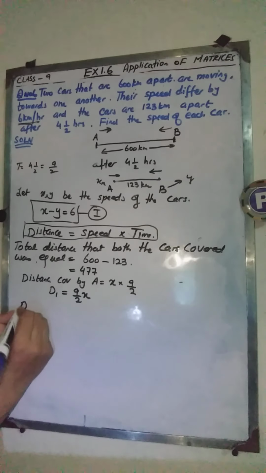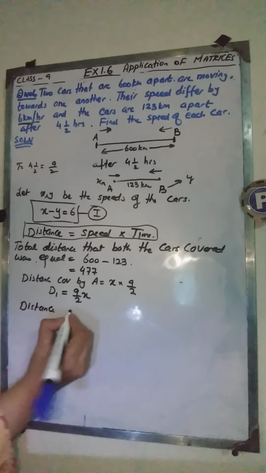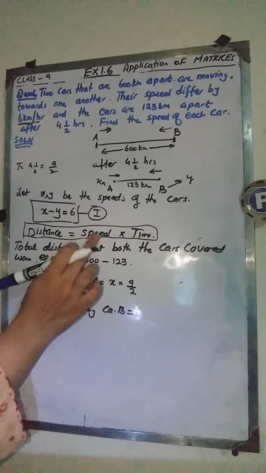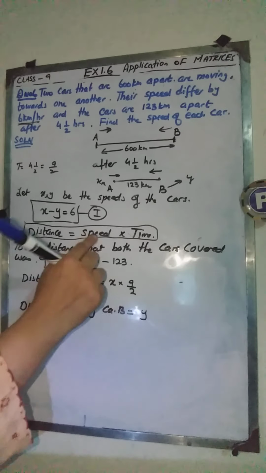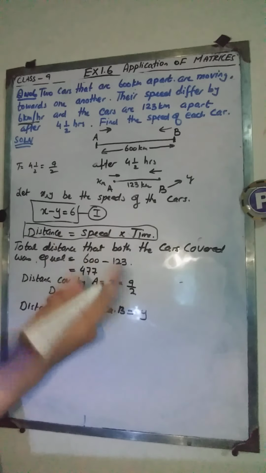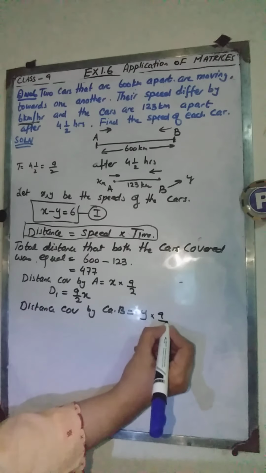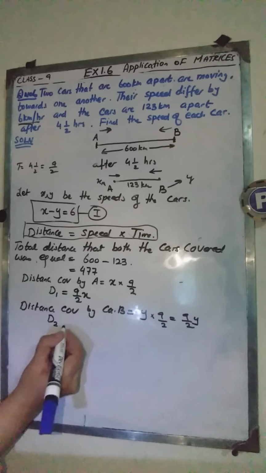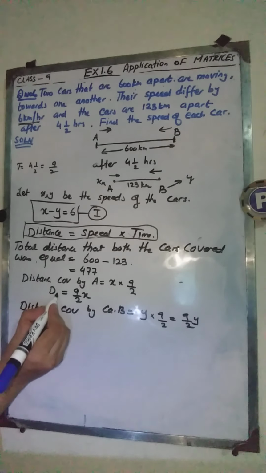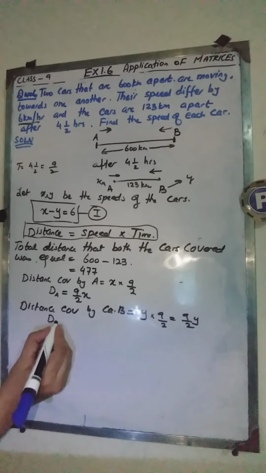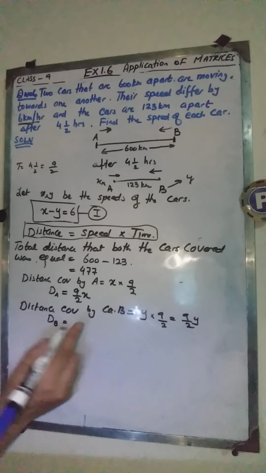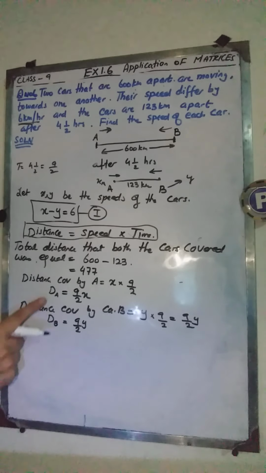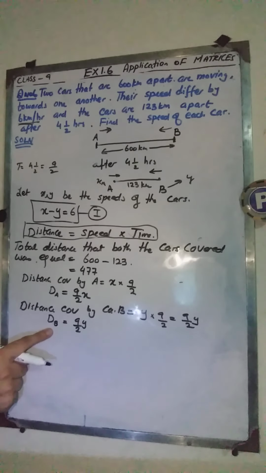Similarly, distance covered by car B will be its speed, which was taken as y, into time. The total time that was spent was 4.5 hours, which is equal to 9 by 2. So its distance is equal to 9 by 2 y. Let me denote it as distance covered by car A and distance covered by car B. This will be much better. The distance covered by the second car will be 9 by 2 y.